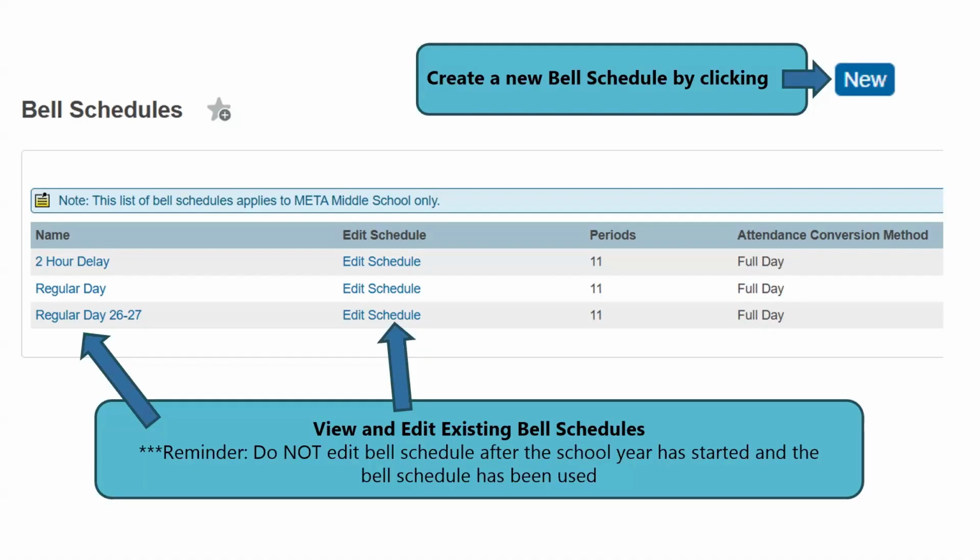Again, this can be found once you click into the name of the bell schedule. There on the left, you can edit the name and the attendance conversion method associated with each bell schedule. And if you actually want to make changes to the periods and the times, that is going to allow you to make those changes there on the edit schedule, which we're going to look at on the next screen.